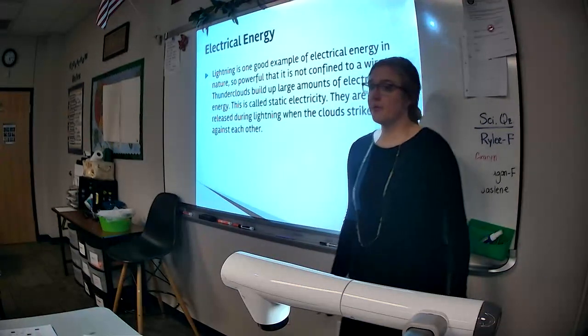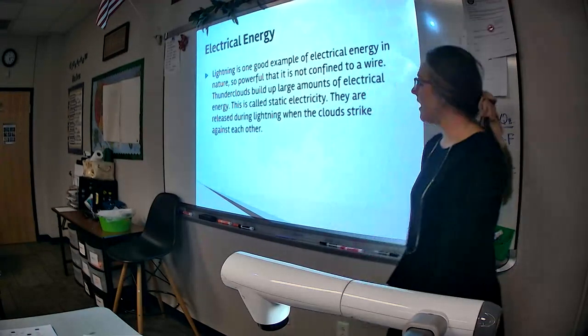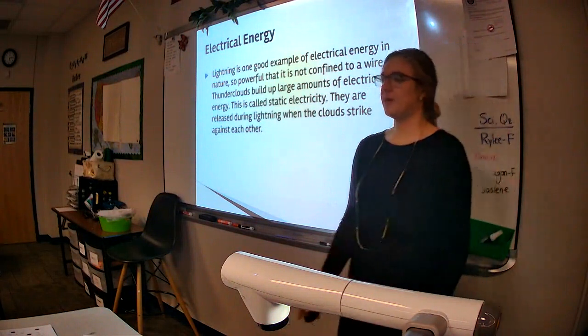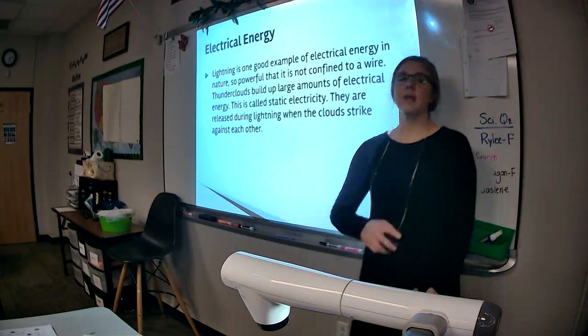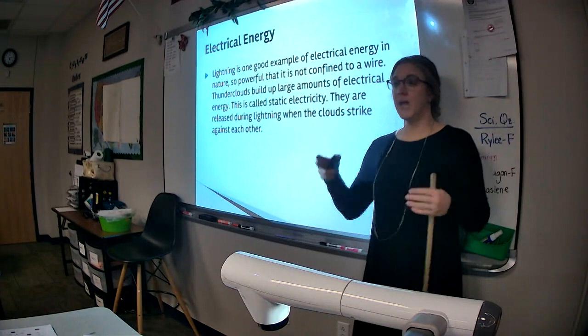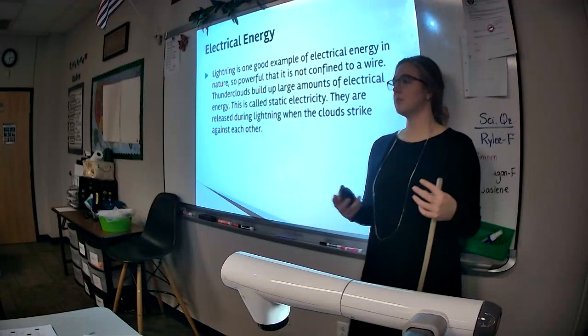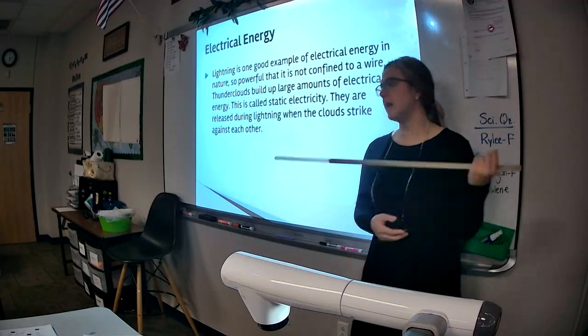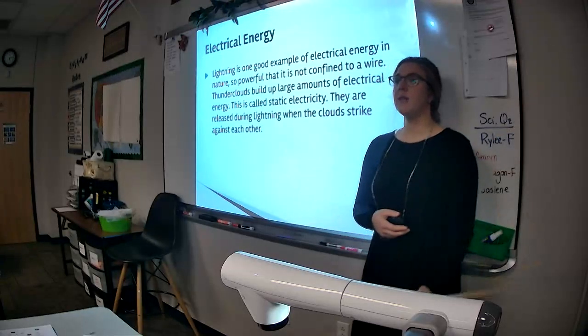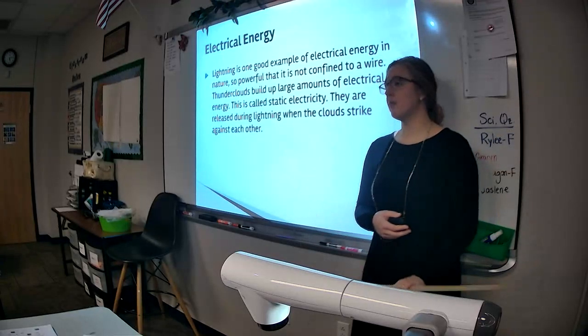It is so powerful that it is not confined to a wire. We cannot trap electricity on a wire. If electricity hits a wire, it causes the circuit to blow. That's when our power goes out and we have lots of problems. Lightning is a very powerful form of electricity.